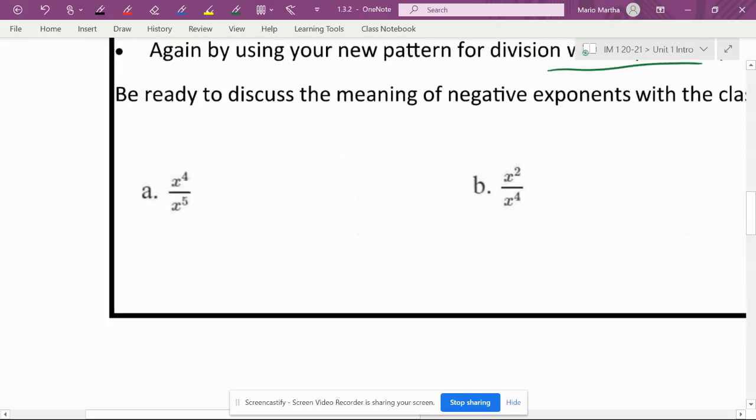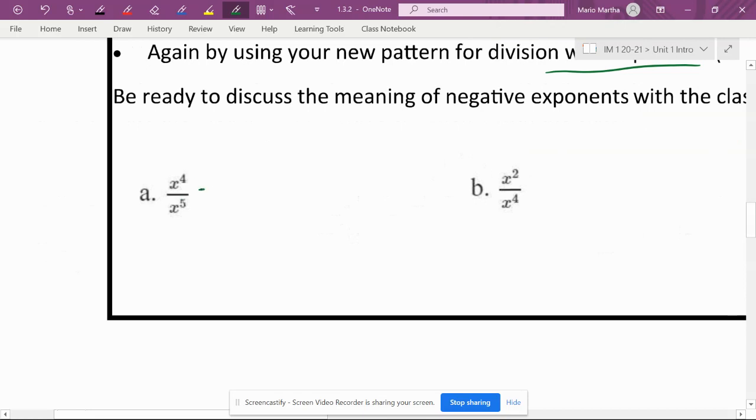So x to the fourth, with repeated multiplication, we're going to do x times x times x times x. And then at the bottom, we're going to have a total of 5 x's as well. So that's repeated multiplication. And now if we create the giant ones, you'll notice that we have 4 of those in total. So we're left with 1 over x. So that's the first pattern.